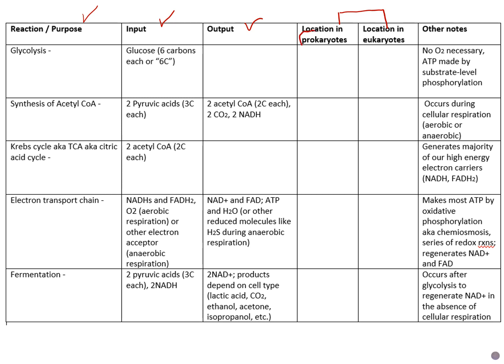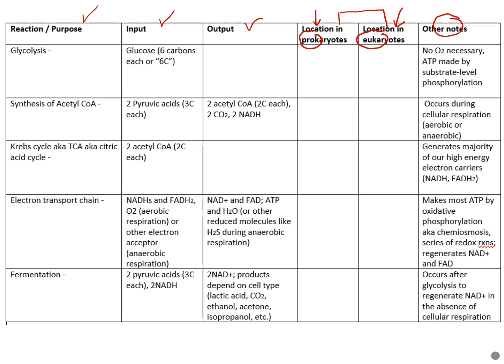Remember, prokaryotes do not have a nucleus or organelles that are membrane bound, like the mitochondria would be lacking in prokaryotes. Eukaryotes, like us, humans, do have a nucleus and do have organelles like mitochondria. And then we're also going to look at special requirements or interesting byproducts of these.